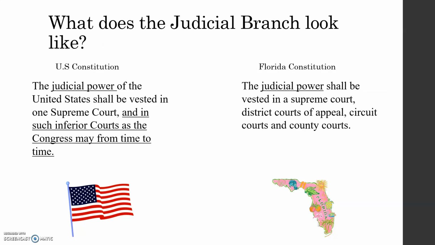Now, what does the judicial branch look like? The judicial power, according to the Constitution of the United States, shall be vested in one Supreme Court. We learned about the Supreme Court, the 9 justices and stuff like that. For Florida, we did very, very similar things. We decided to vest our judicial power also in a Supreme Court, granted just a little bit different.